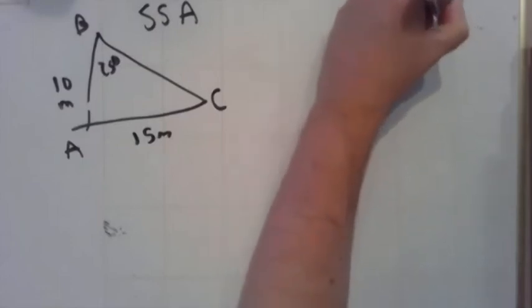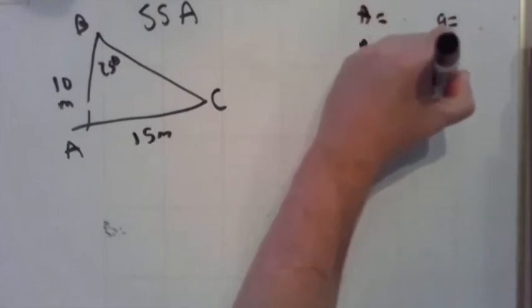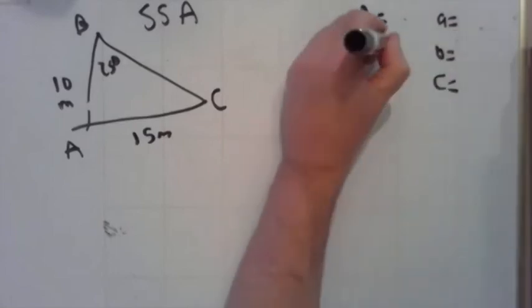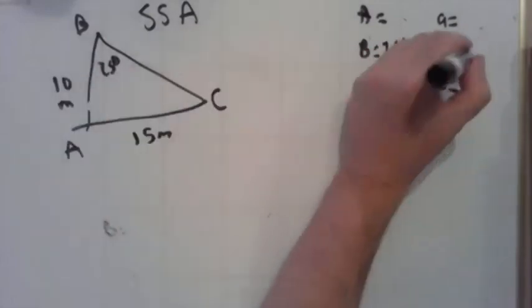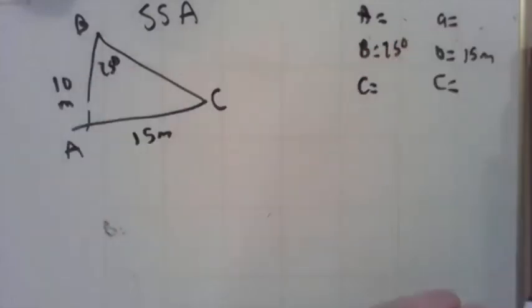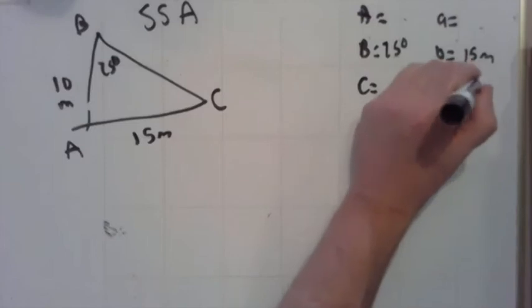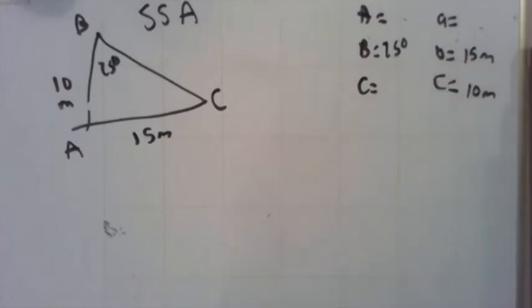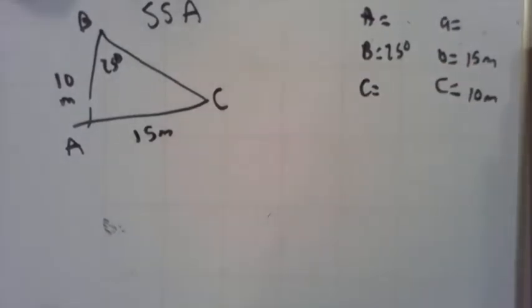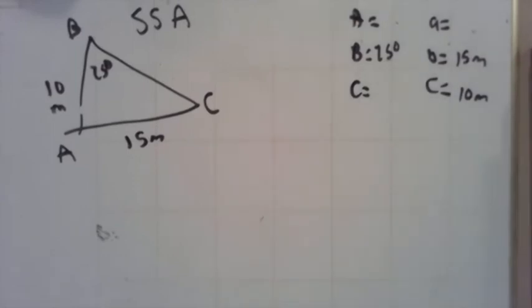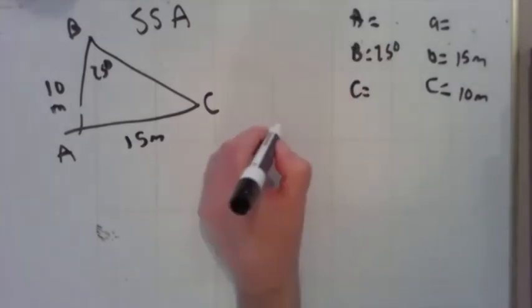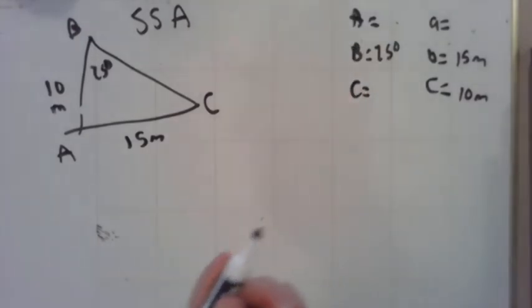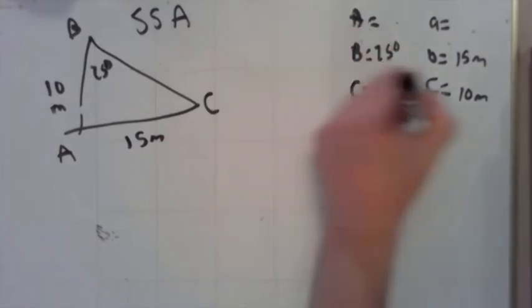We write out our table. Let's fill in what we know. B is 25 degrees. Little b is 15 meters. Don't forget your meters. Little c is 10 meters. Okay, and we're going to use law of sines. Notice I don't know anything about a. So if I write sine of A over a, that's two unknowns immediately. That's no good to me. So I have to use these four.